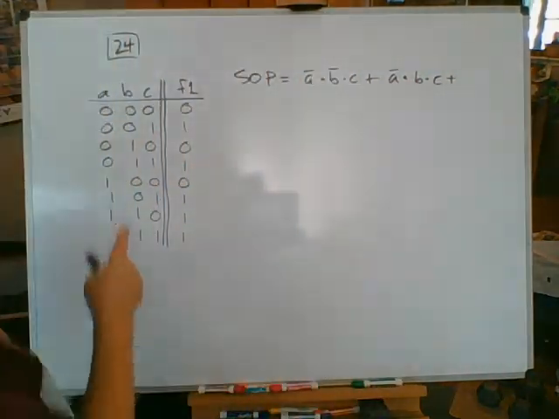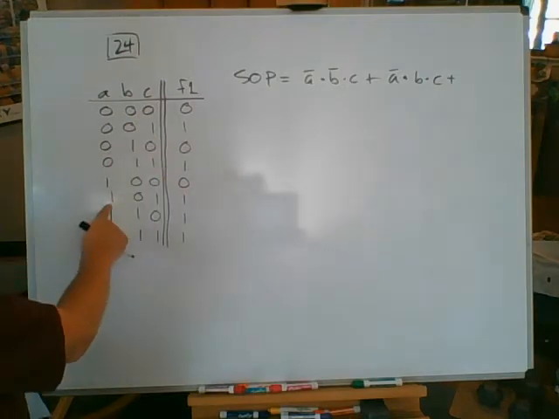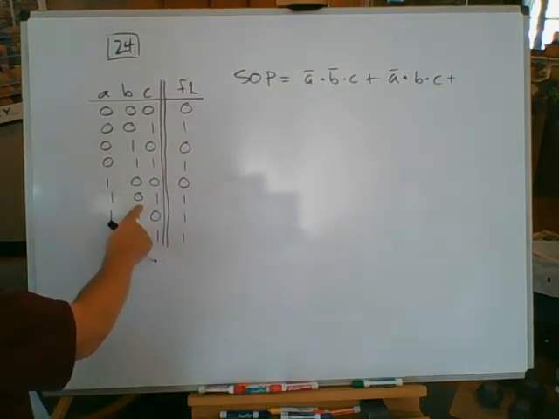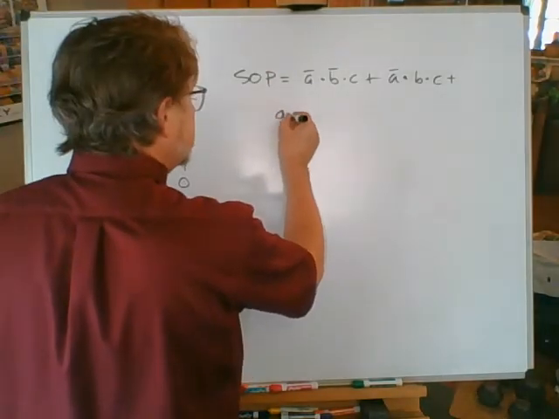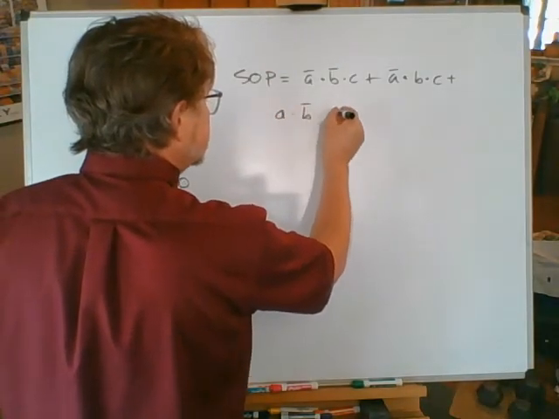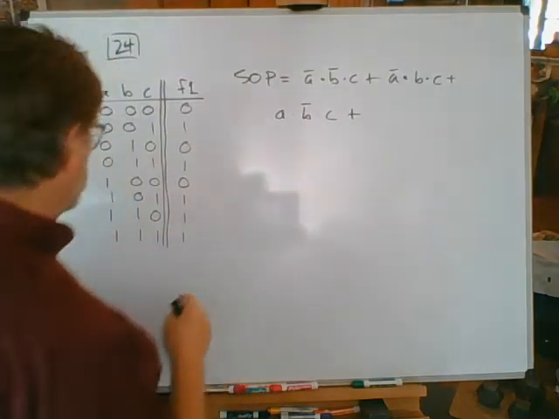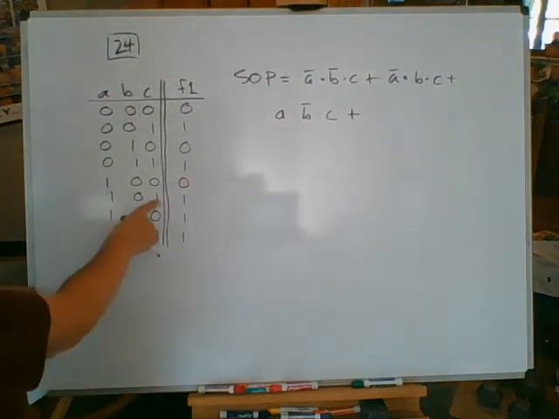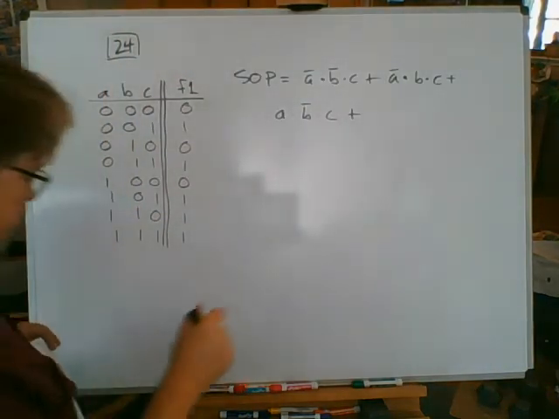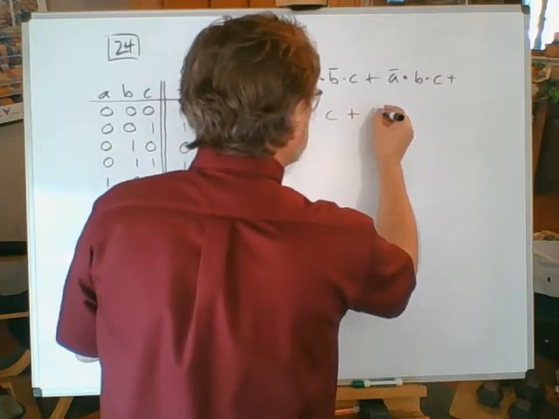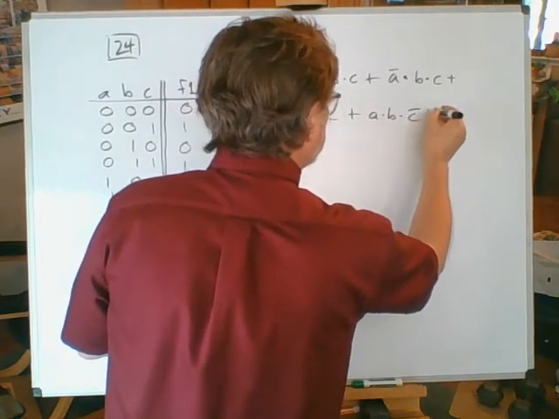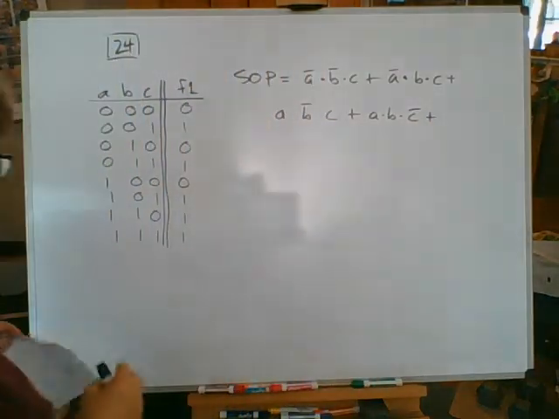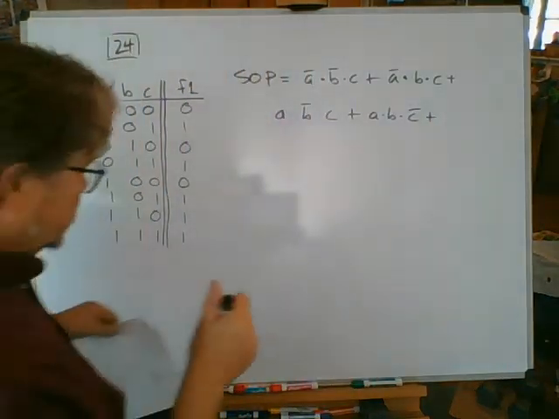How else? How about A on, B off, C on? So all of them are on except for B. So A, B off, C. Or, how far did I get? Right here. A and B are on, C is off. And all three of them are on, A, B, C.